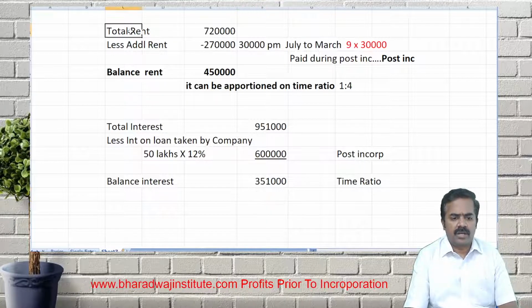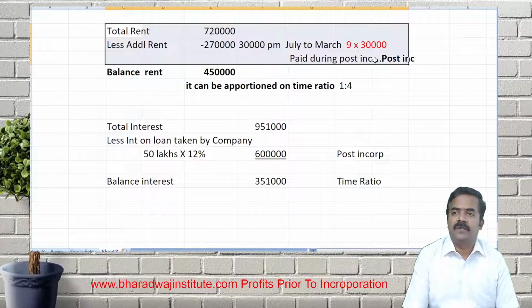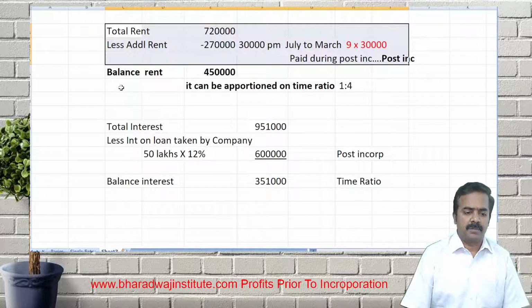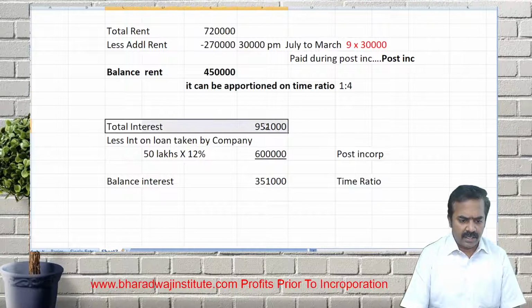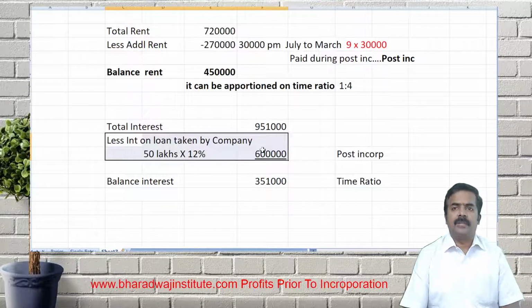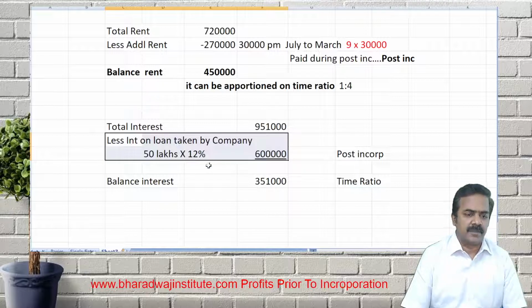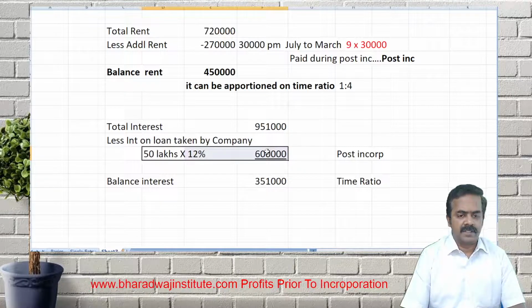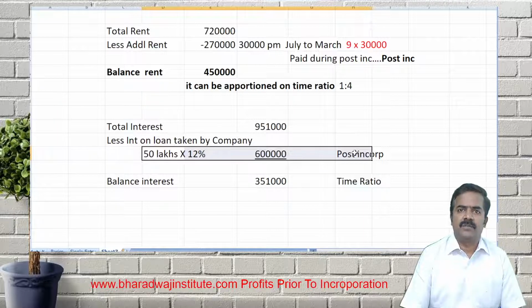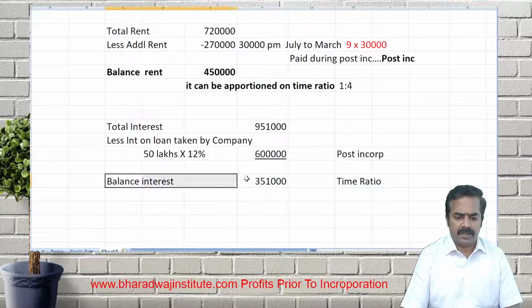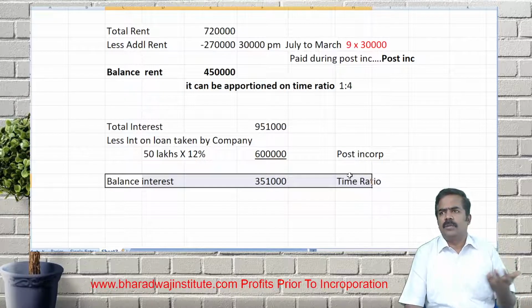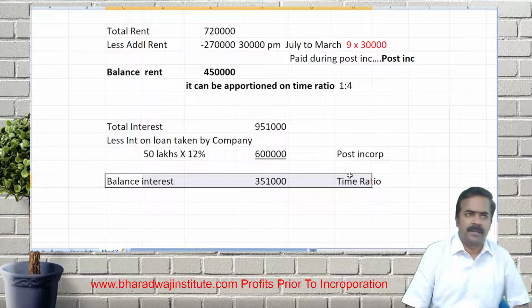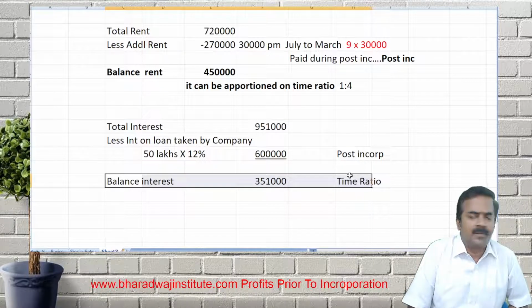Total rental: additional space rent is charged only for which period? Post incorporation period. The remaining rent is apportioned in the ratio of 1:4. Then the interest on the loan taken by the company. Which loan has the company taken specifically? 50 lakhs at 12%. The 6 lakhs will be charged exclusively for which period? Post incorporation period. The remaining interest can be apportioned on time ratio. Why? Because the loan would have been borrowed by the firm, and the liabilities would have been taken over and continued by the company.